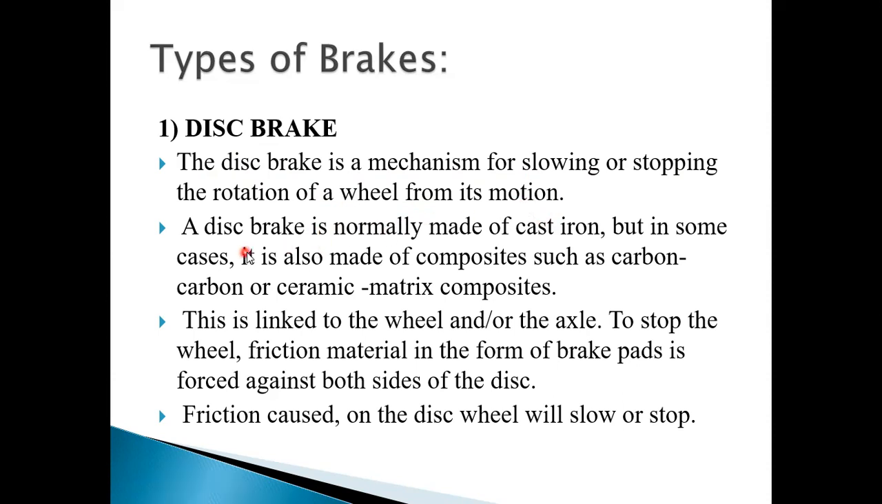A disc brake is normally made of cast iron, but in some cases it is also made of composites such as carbon or ceramic matrix composites. It is linked to the wheel or the axle. To stop the wheel, friction material in the form of brake pads is forced against both sides of the disc. The main concept is friction.